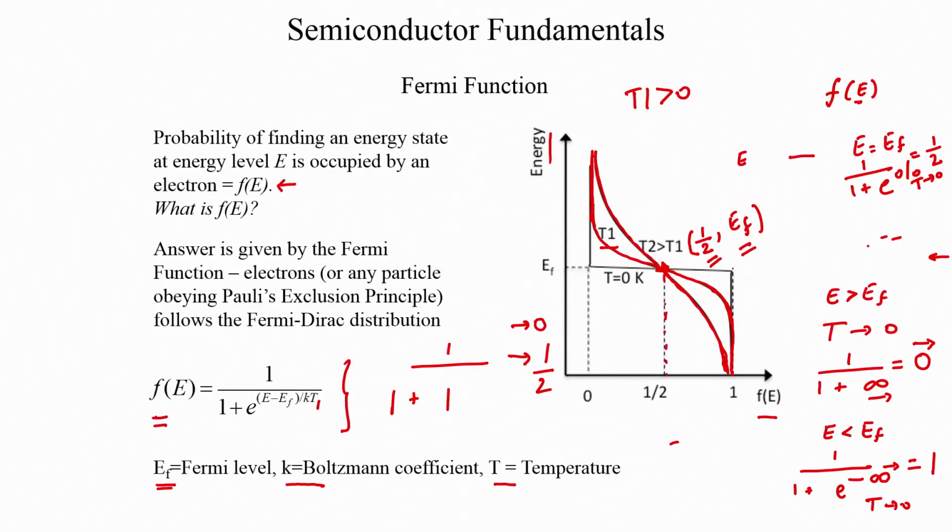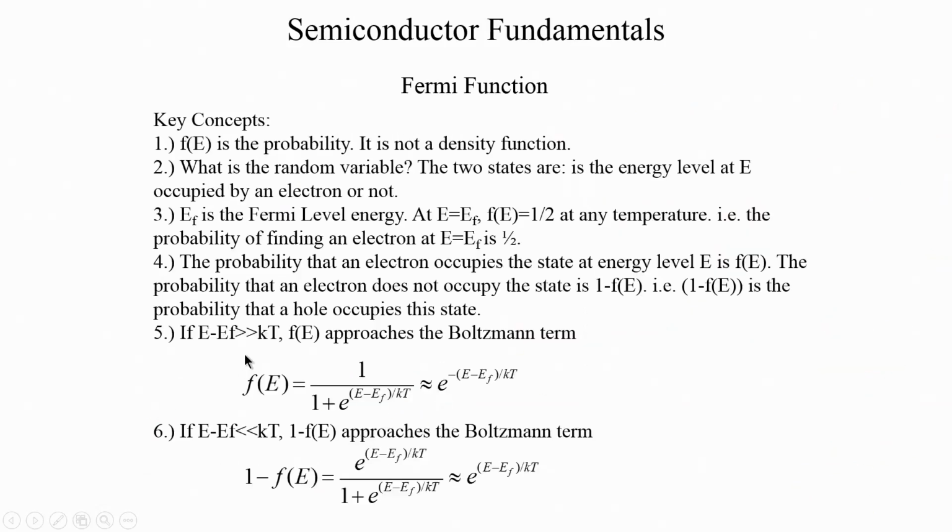So, we have identified the number of states defined by the density of states, and what we are doing here is trying to find out the probability that those states are occupied by an electron. So, let us look at some of the key properties of this probability, which is called the probability of occupancy of the electron defined by f of E. So, what are the key points? These are some key elements to remember.